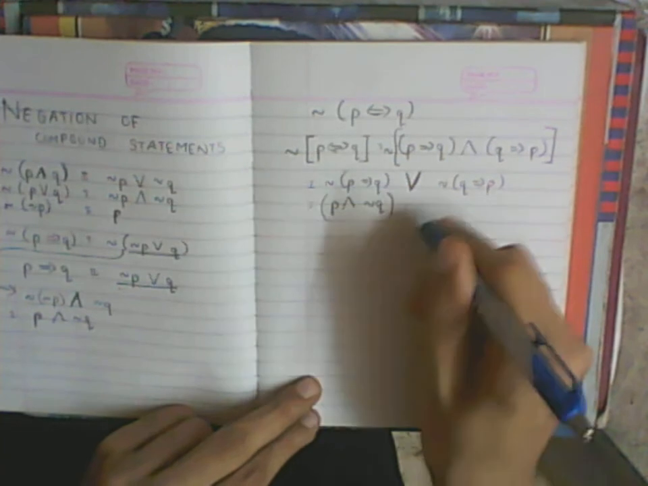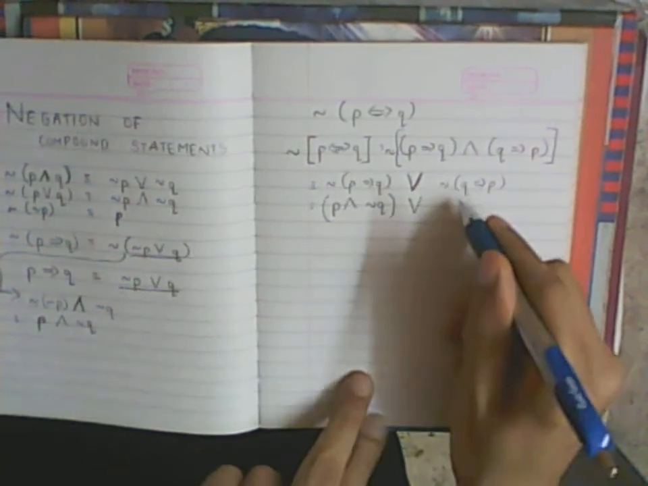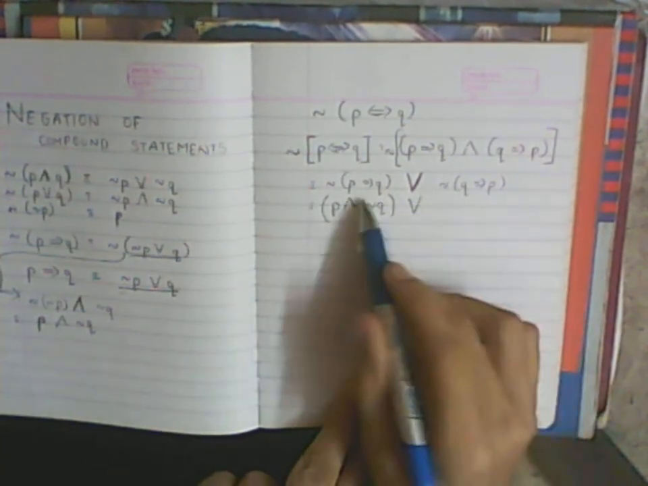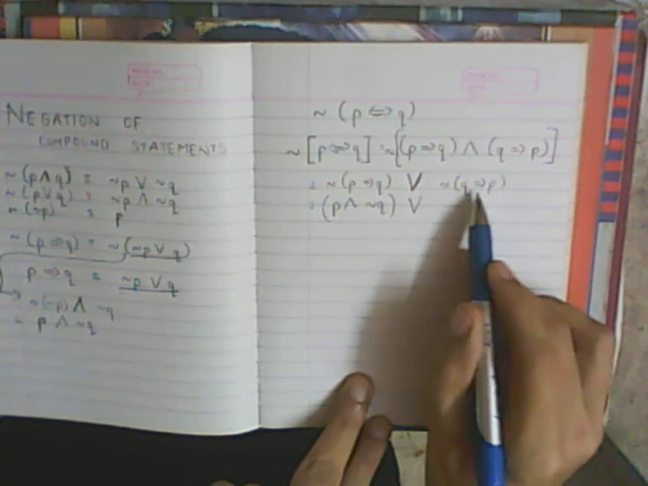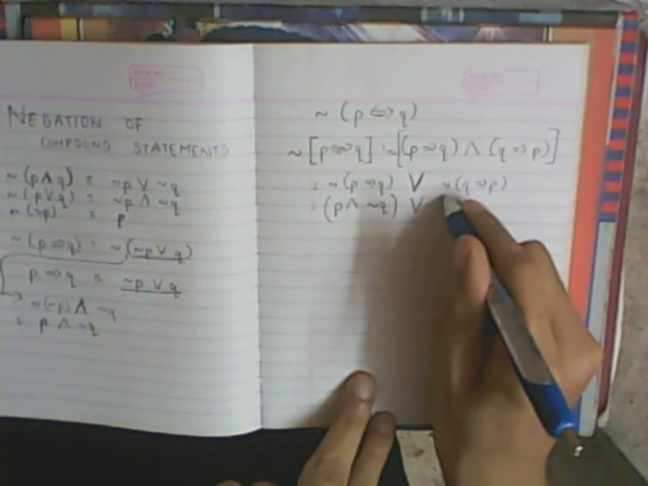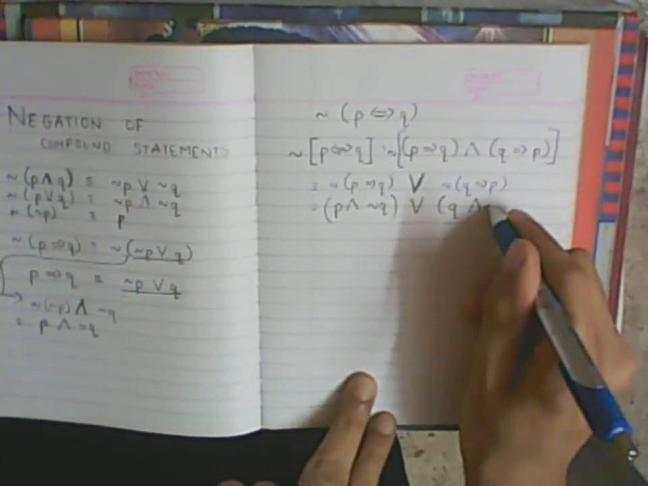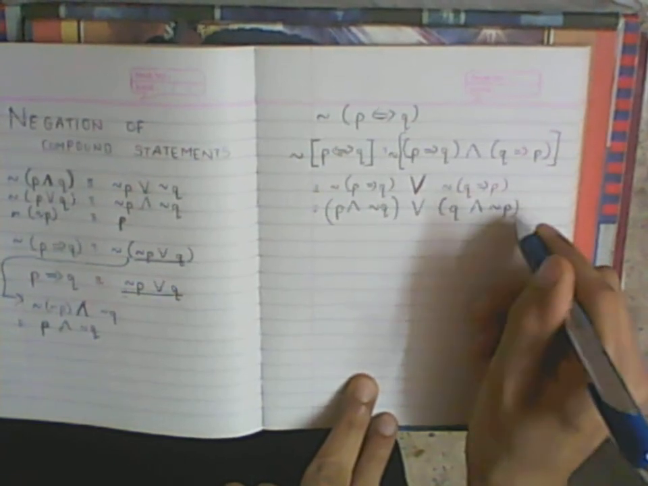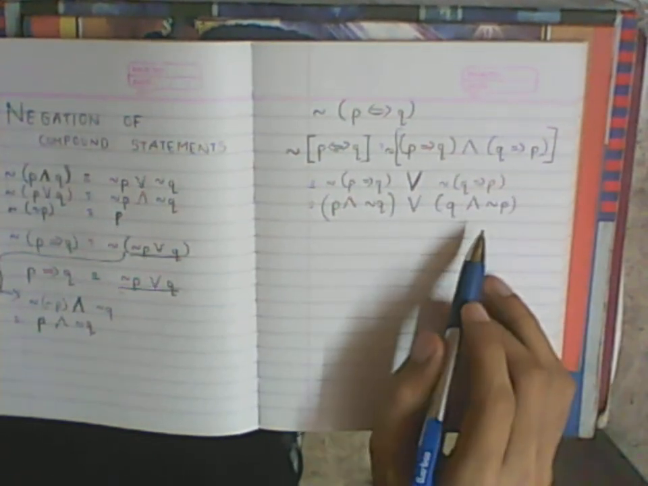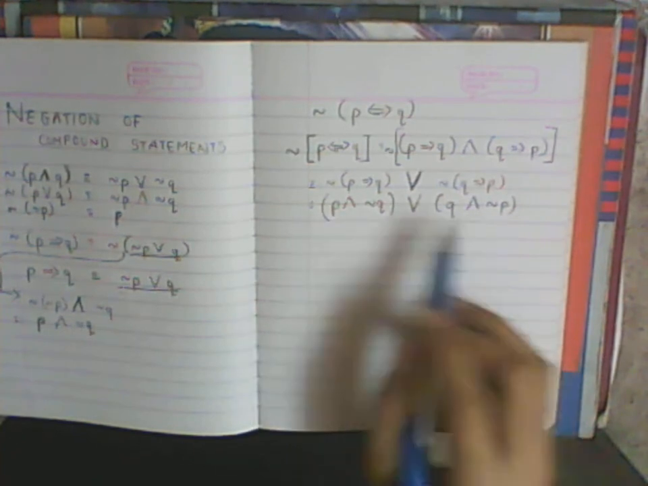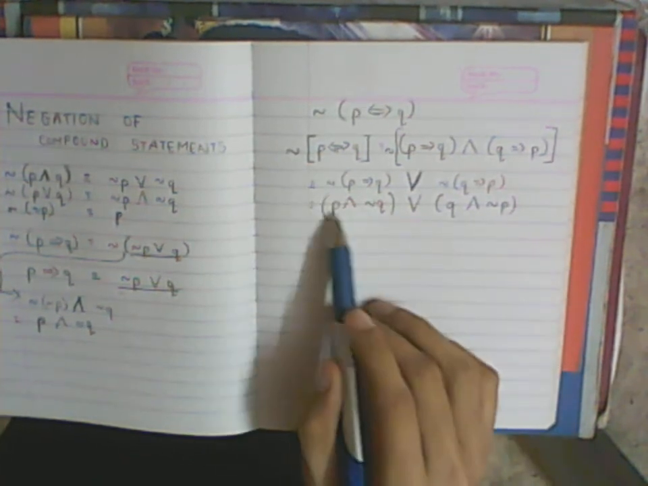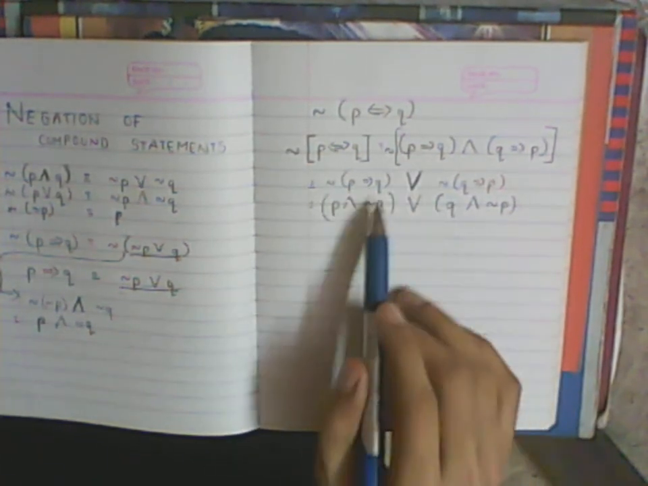It's here, P and not Q. This is my first part. And then I have or. Now here I just need to replace P and Q with each other. So I just have a Q and a not P. So yeah, this is it. This is the negation of a double implication. It might look a bit convoluted, but if you go through the steps, it's very clear.